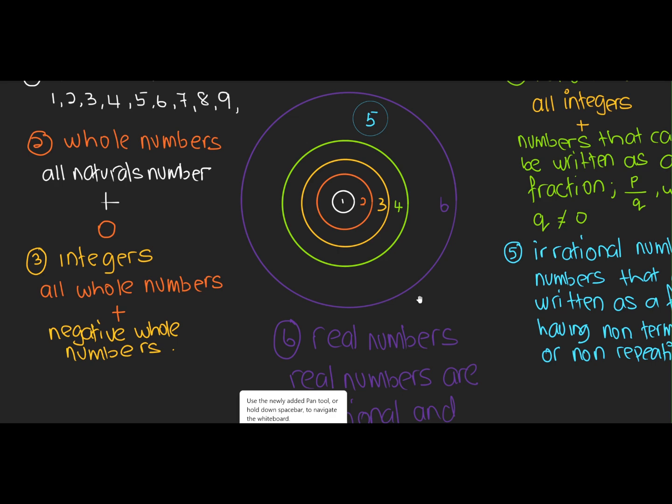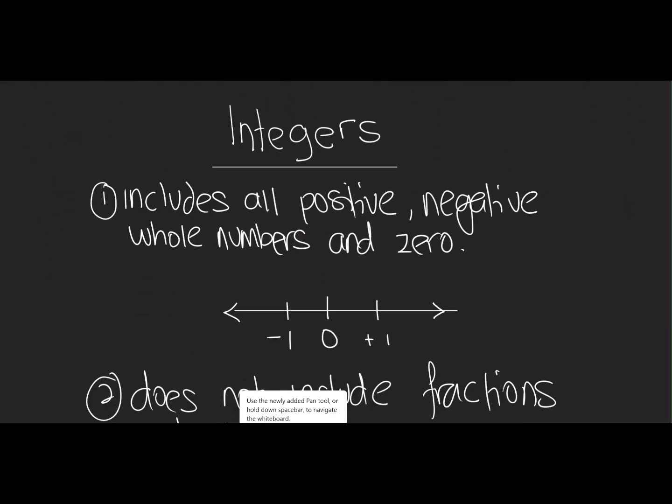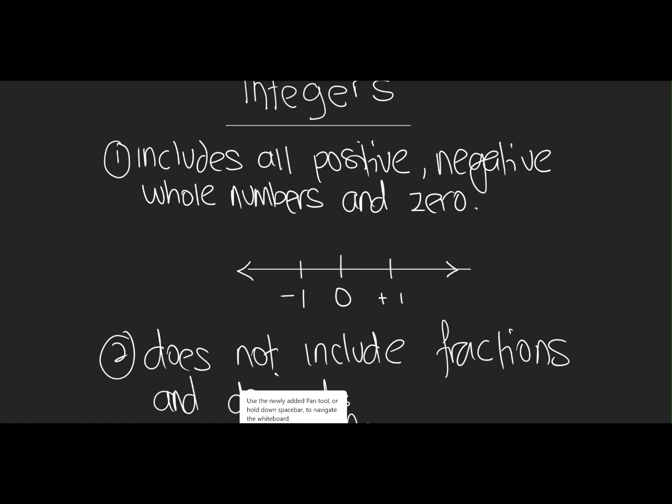Now, as you can see, the ring has gotten a little bit bigger than the whole numbers, which means the types of numbers have now increased, has become bigger. So in integers, we have the natural numbers, which then later became whole numbers by adding 0, and now has become integers by adding negative whole numbers. Now, let's look at what integers are all about. Okay, so here I have, it includes all positive, negative whole numbers and 0.